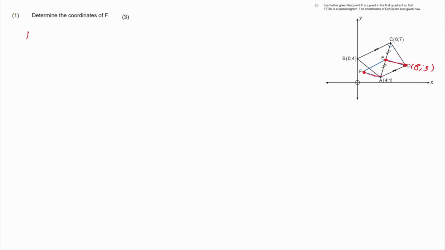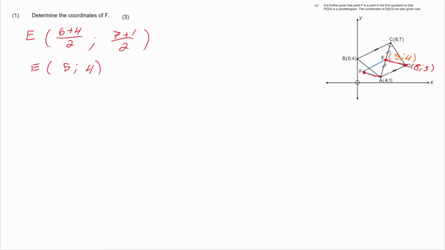So I need to first start off by finding E. Okay, so E is going to be the midpoint of AC. So that's going to be (6 plus 4) over 2 and (7 plus 1) over 2. Okay, so E is given then as (5, 4). Okay, we already discussed that. So we have E. I'll fill it in for us.